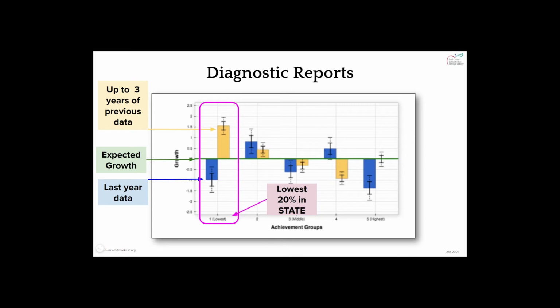The yellow bars in this image represent up to 3 years of previous data. The blue bars represent the previous year or last year's data. And the green means expected growth, which is represented by 0.